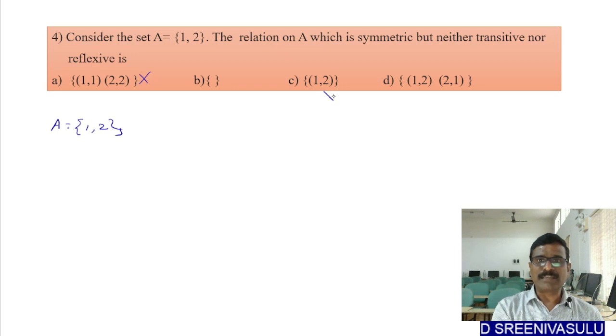Next, (1,2) is there, (2,1) is not there. It is not symmetric. Here, the empty relation: (1,1), (2,2) is not there, but it is symmetric and transitive also. It is also not the correct option. Then this one: (1,2), (2,1). It is symmetric. We know that (1,1) is not there, so it is not transitive. And (1,1), (2,2) is not there, so it is not reflexive. The correct answer is option D.